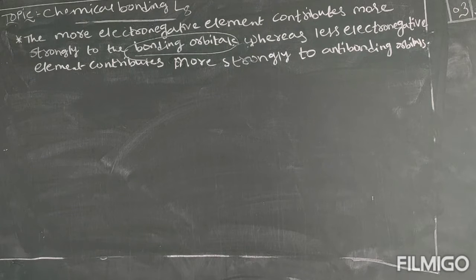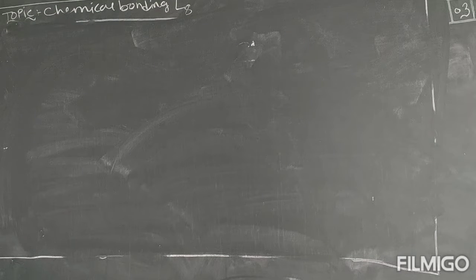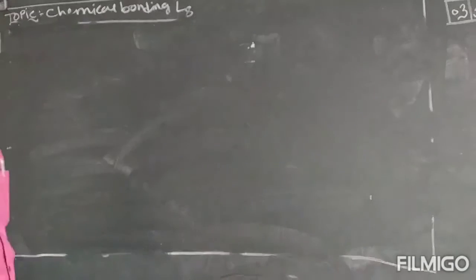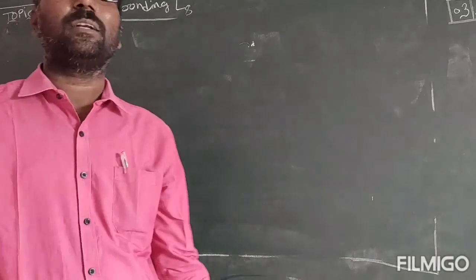So what is the formula for the bond order? Bond order is equal to half of Nb minus Na. Nb means the number of electrons in the bonding orbital. Na means the number of electrons in the anti-bonding orbital. Now the most important topic, that is writing the molecular configuration. Okay, writing the molecular configurations, that we will see.